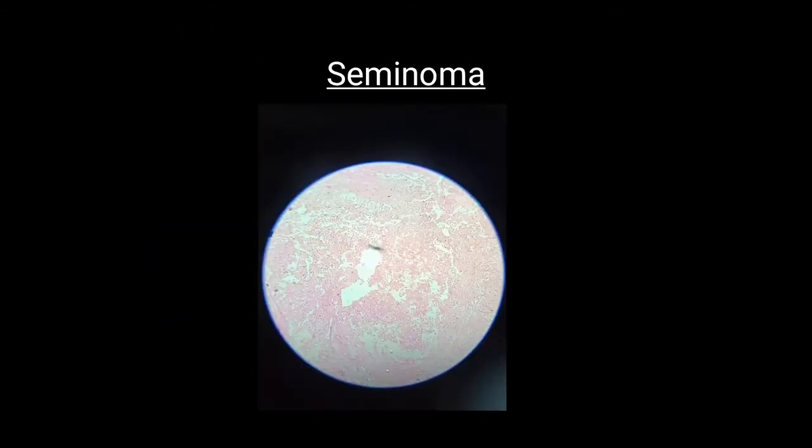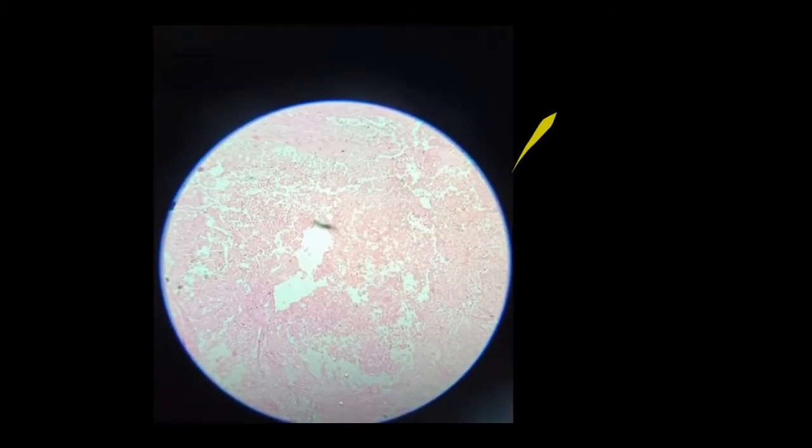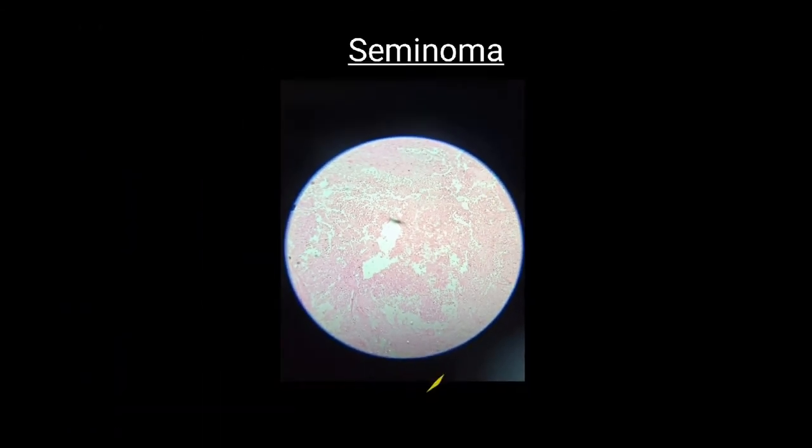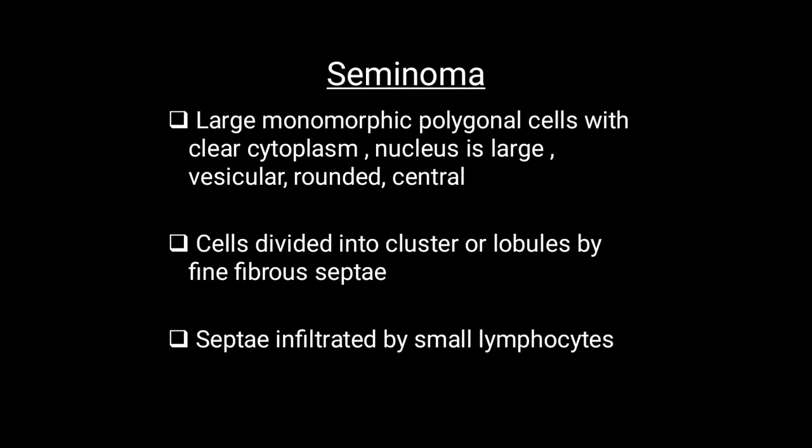Now let's move on to the next slide, which is Seminoma. Have a look at this slide. There are numerous malignant cells, small, haphazardly arranged with clear cytoplasm and densely stained nucleus. The following points are to be noted: large monomorphic polygonal cells with clear cytoplasm. The nucleus is large, vesicular, rounded and central in position. The nucleus is large in comparison to the cytoplasm.